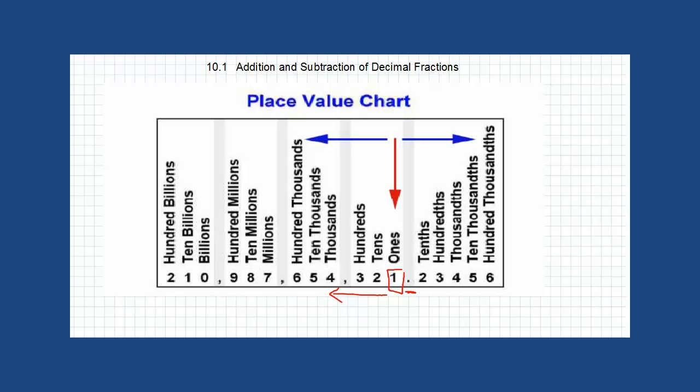But if you go to the right side, you will pass through the place values: tenths, hundredths, thousandths, 10 thousandths, 100 thousandths, and so on. So the ones is dividing the place values. To the left we have tens, to the right we have tenths. To the left we have hundreds, to the right we have hundredths, and so on. If you know the place values, then it's easy to read any number.